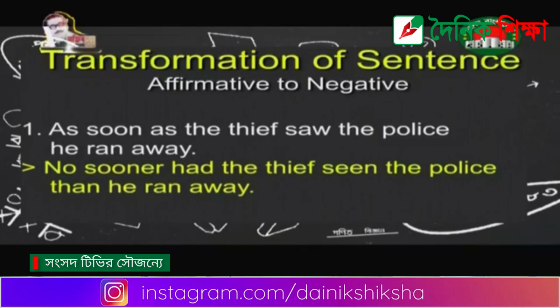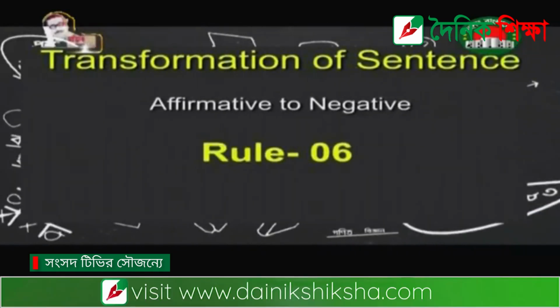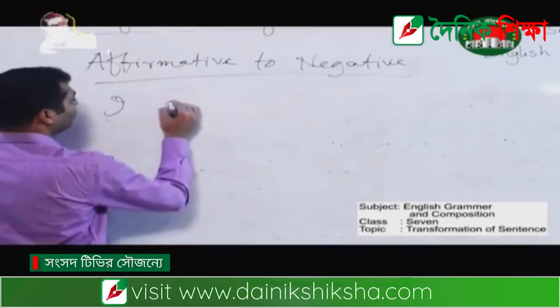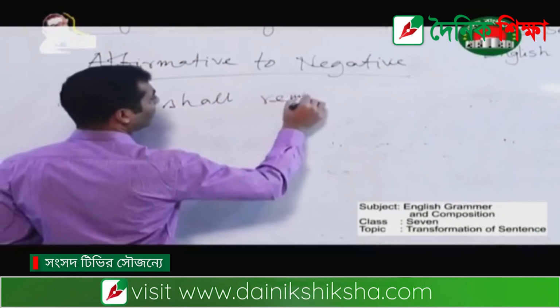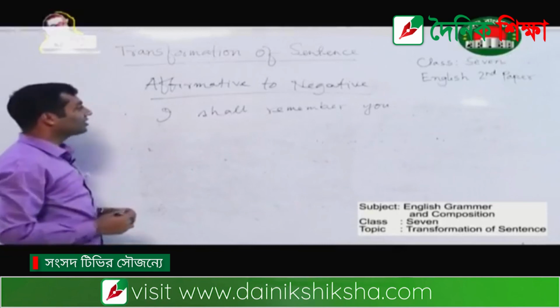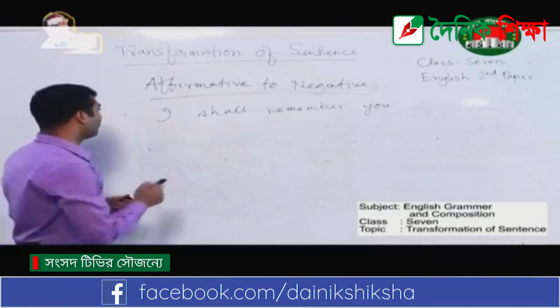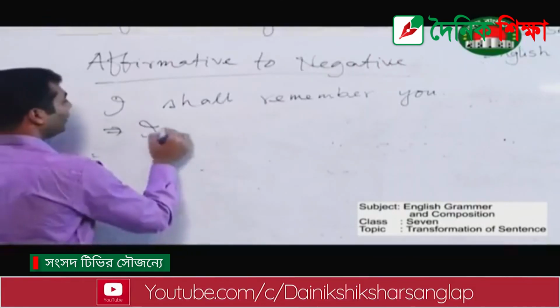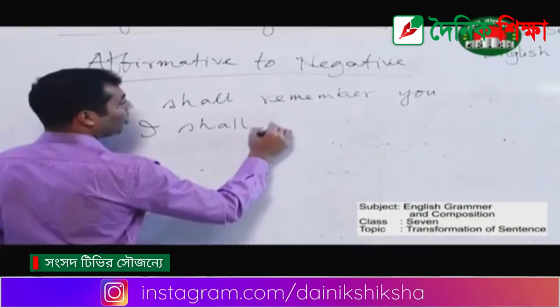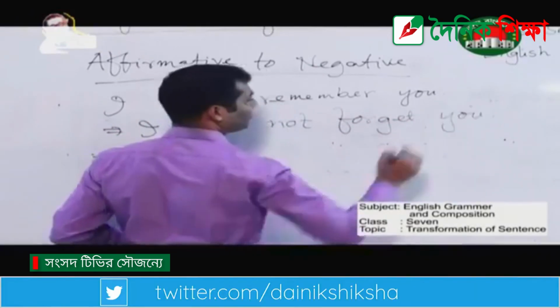Come to the next rule. I shall remember you. So look at this sentence. If you see this kind of sentence, you can make it negative by using an opposite word. For example, I shall remember you, I shall not forget you. I shall not forget you. I think you have understood.